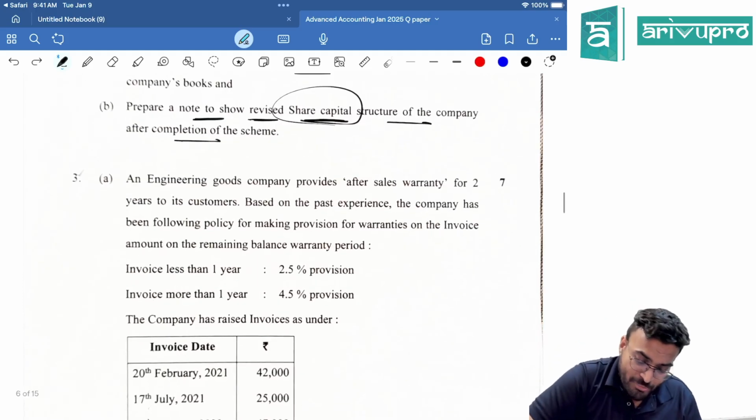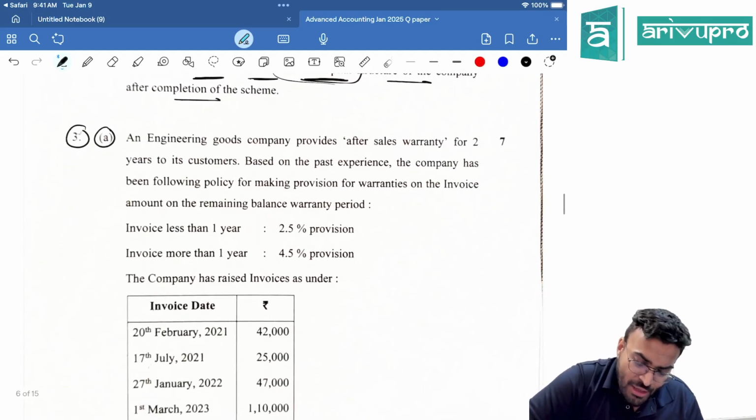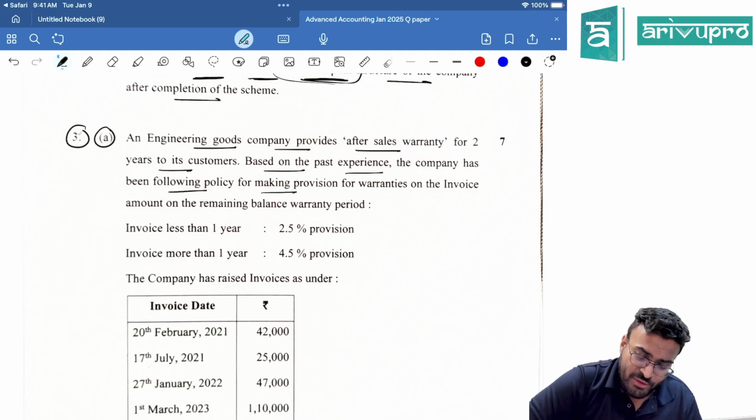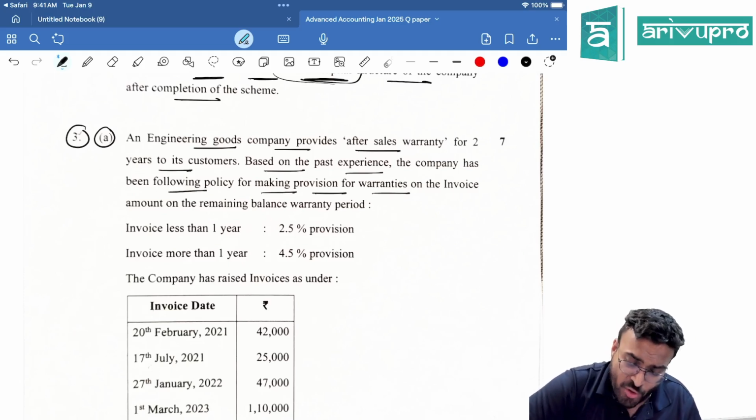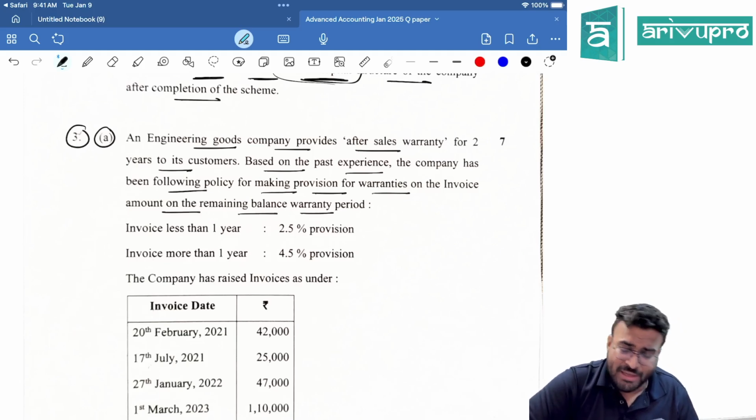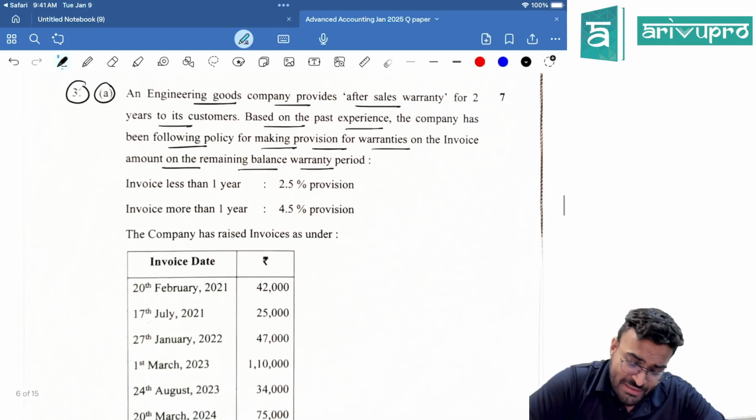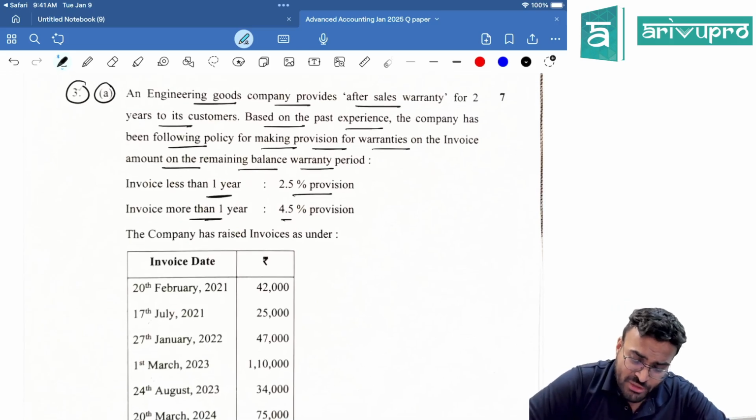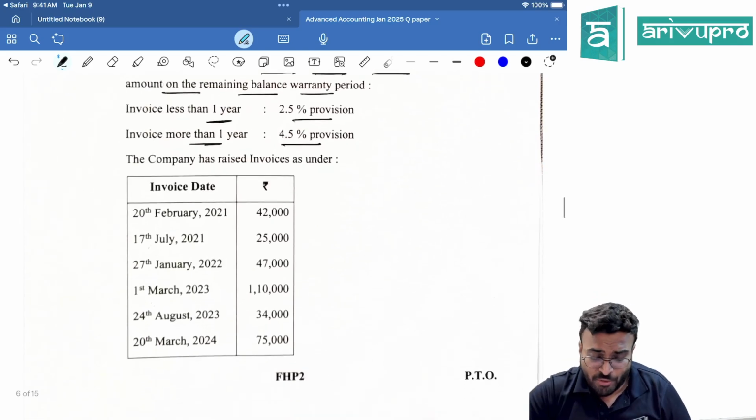Now we'll go into question number 3, 3A. An engineering goods company provides after sale warranty for 2 years to its customer. Based on the past experience, the company has been following the policy of making provision for warranties on the invoice amount on the remaining balance warranty period. Invoice less than 1 year, 2.5% provision. Invoice more than one year, 4.5% provision they are going to create.